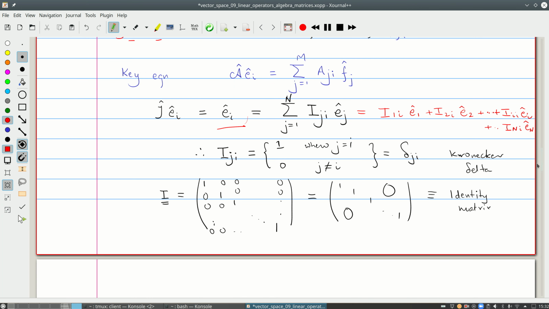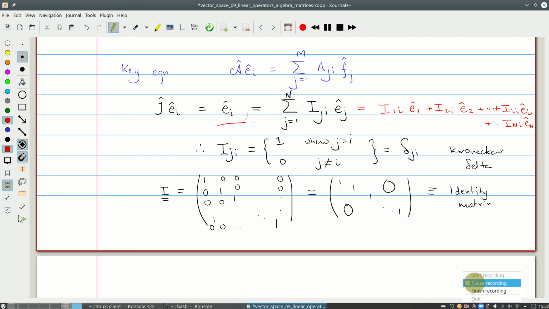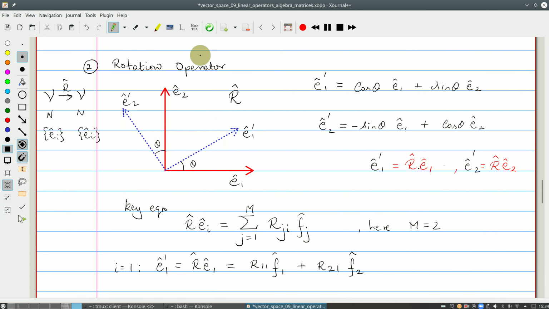The next example I'm going to be looking at is that of the rotation operator. Right. So the next example is the rotation operator, and we'll denote this by R hat. Now, if you're working in a two-dimensional space, as in this example I'm going to be showing you here, then the rotation operator takes your basis vectors and rotates them by an angle theta in the counterclockwise direction. So e hat 1 becomes e hat 1 prime, and e hat 2 becomes e hat 2 prime. Now, this operator does not change the dimension of the space. The vector space V remains V, its dimension remains the same, and the basis set needed to span the space remains the same.